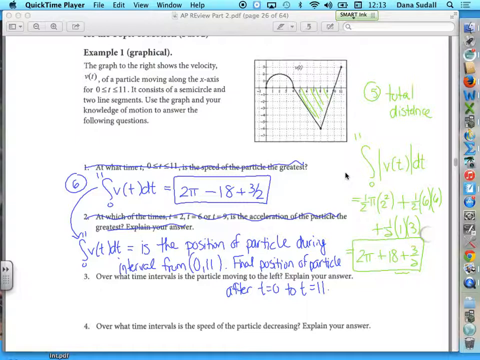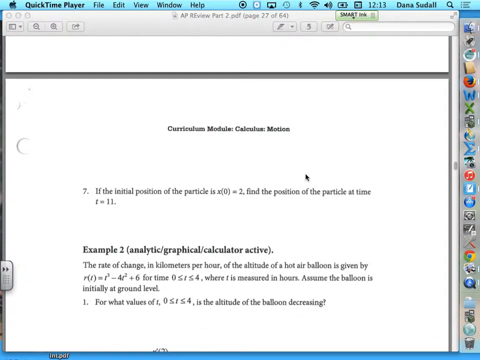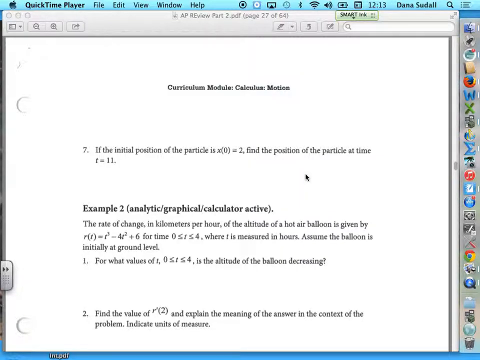All right, and then let's do number 7. It's on the next page there. So number 7 says if the initial position of the particle is x of 0 equals 2, so when time is 0, the position is 2, find the position when it's 11. So they gave us this starting point. So if I integrate from 0 to 11 that velocity function, I would have the position function evaluated for the upper bound minus the position function evaluated for the lower bound.